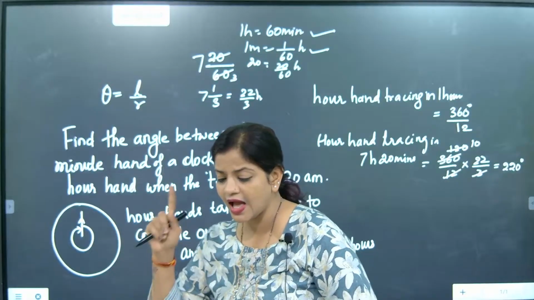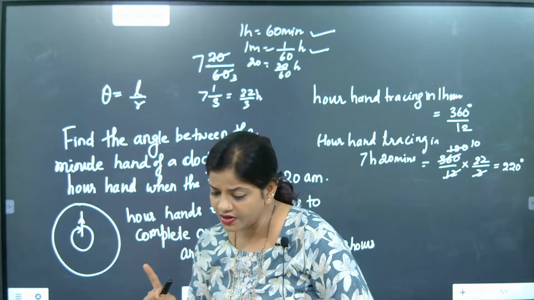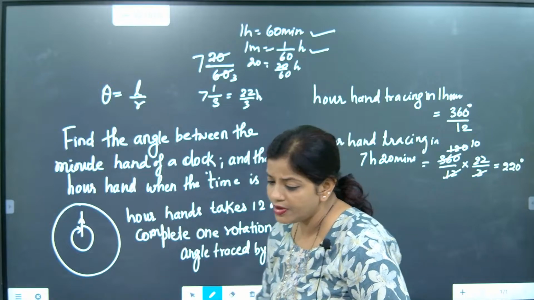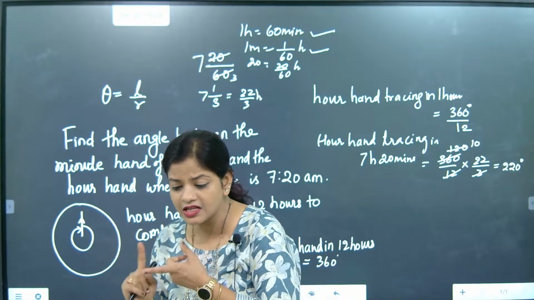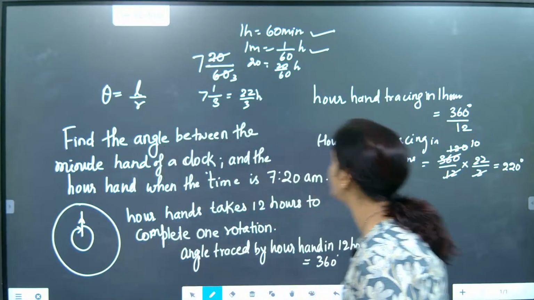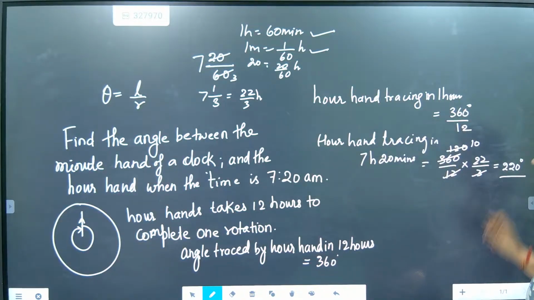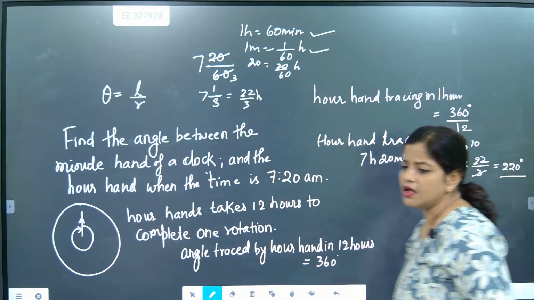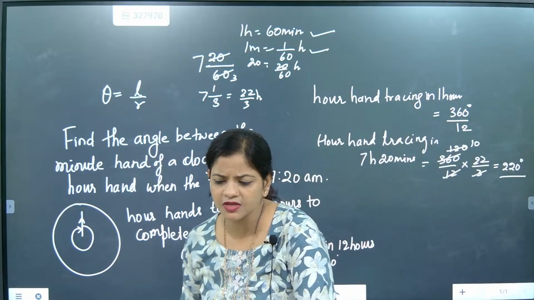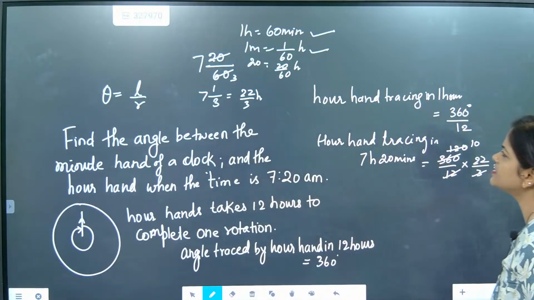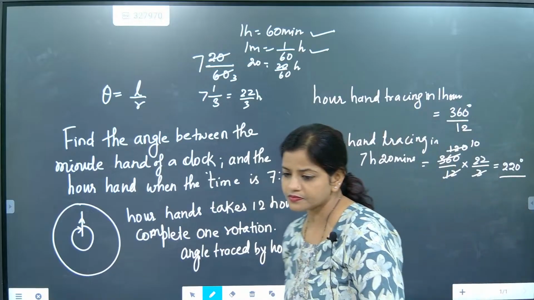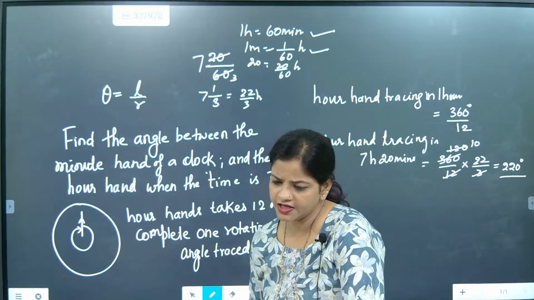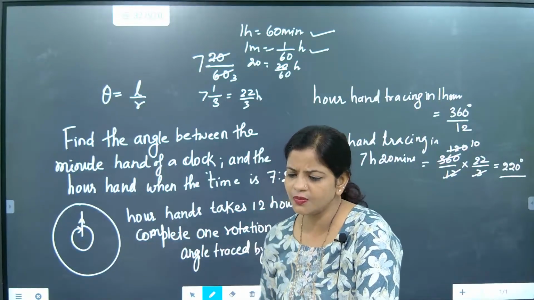They are telling the angle subtended between the hour hand and the minute hand. So what will be the angle subtended between the hour hand and the minute hand? This 220 degrees is the angle subtended by the hour hand. Now the minute hand in total, how much will it be subtending? Check. 60 minutes, it will be subtending 360 degrees. So 1 minute, how much will it be subtending?